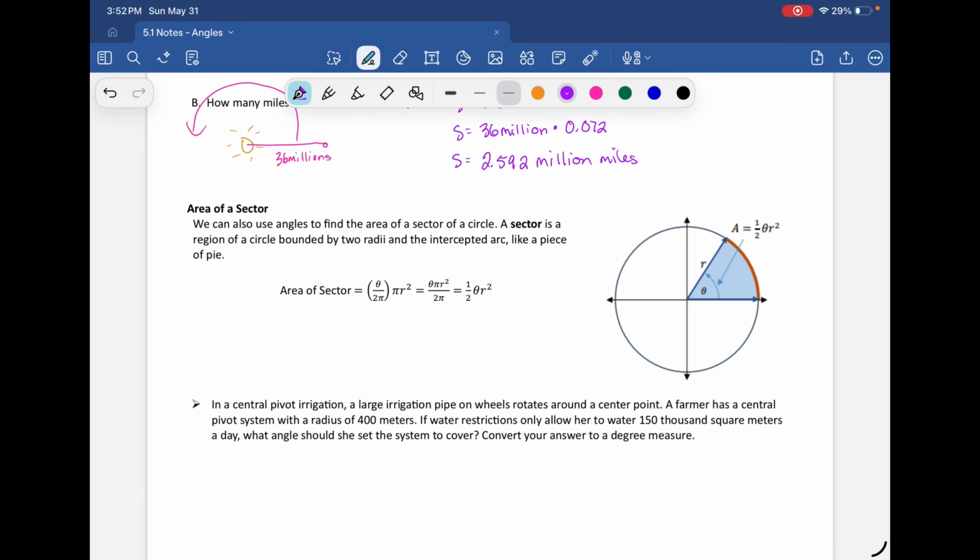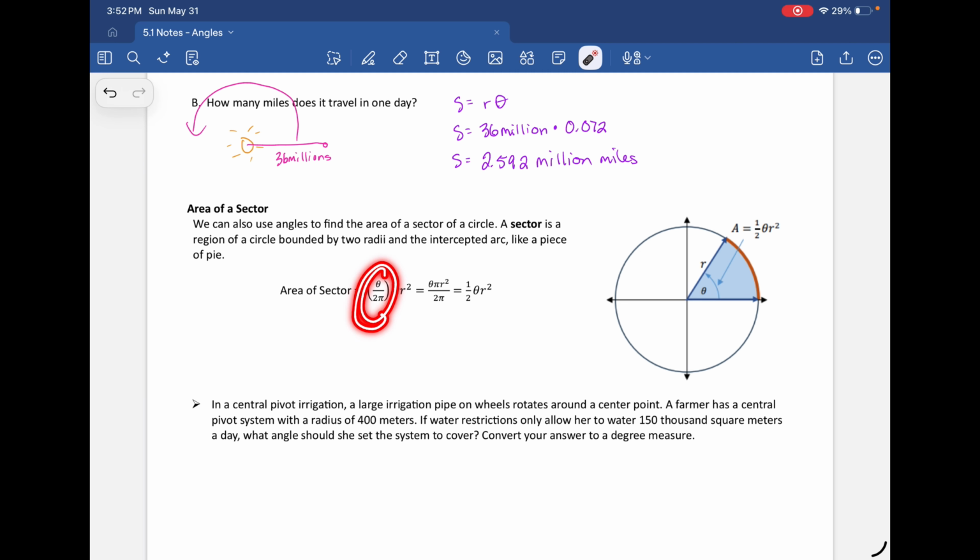All right. You can also use angles to find the area of a sector. So an area of a sector is a piece of the area of a circle. It's a piece of pie, basically. All right, so we see that formula, area of a sector. Okay, that's the rotation, it's the angle out of 2 pi, times the formula for area of a circle. Okay, so this represents your fraction of the area. Simplifying that gives us 1/2 theta times radius squared, where theta is in radians.